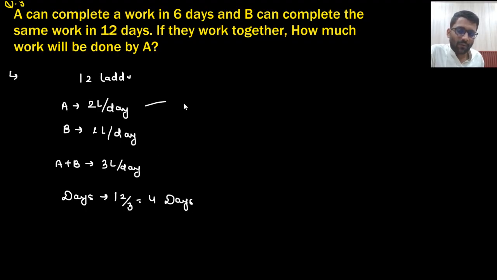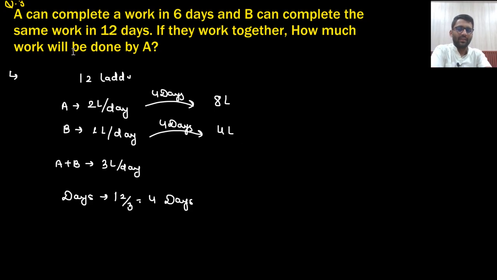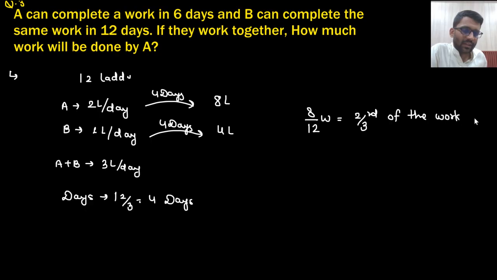So in 4 days, both are working together. So in 4 days, A would have eaten 8 laddus and B would have eaten 4 laddus. So total 12 laddus they would have eaten. So total work was eating 12 laddu and A has eaten 8 out of that. So how much work is A doing? 2/3 of the work. 2/3 of the work is done by A.